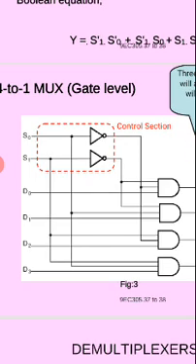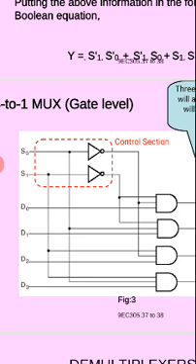Here there are 4 AND gates. For each AND gate, data bits D0, D1, D2, D3 are given to the AND gates. And the remaining input lines are given from the select lines S0, S1.